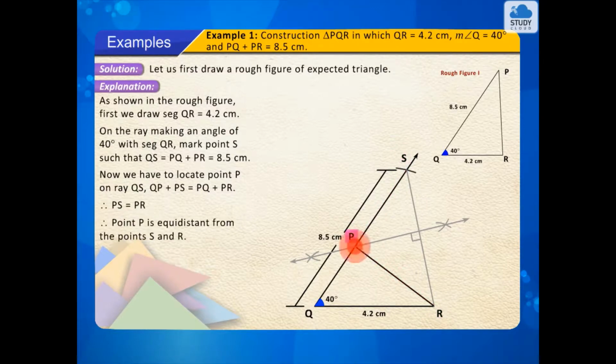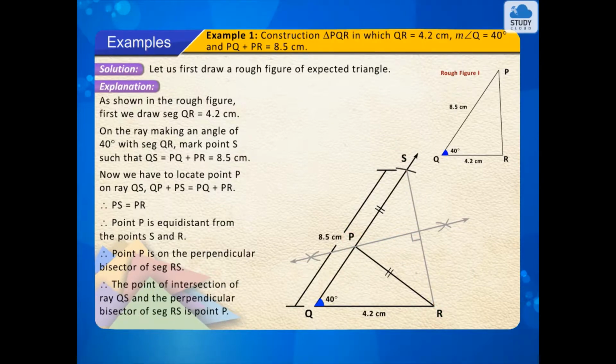Therefore, point P is equidistant from points S and R. Therefore, point P is on the perpendicular bisector of segment RS. Therefore, the point of intersection of ray QS and the perpendicular bisector of segment RS is point P.